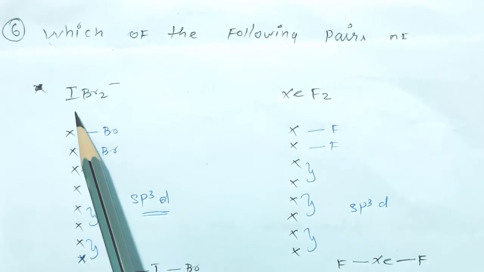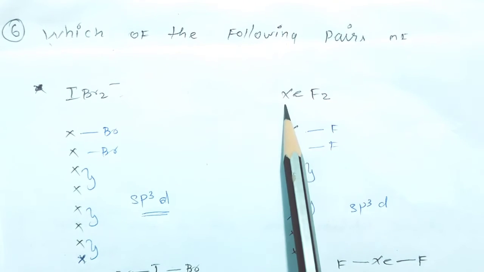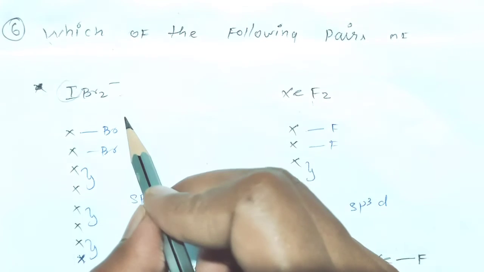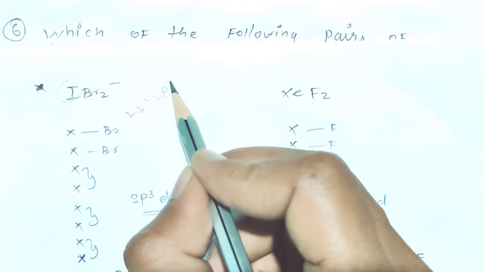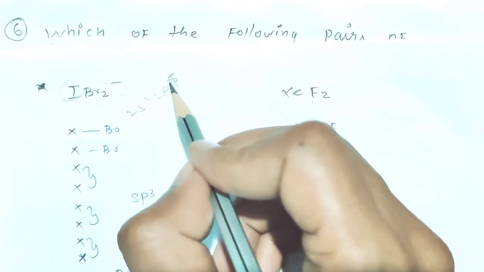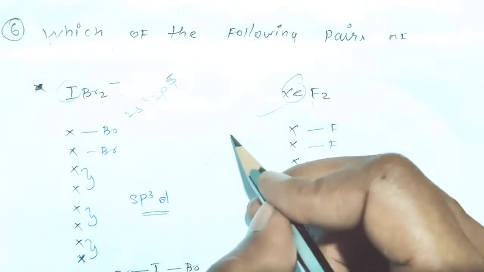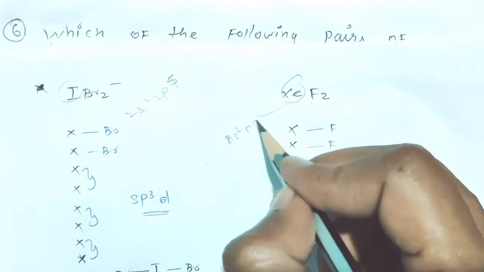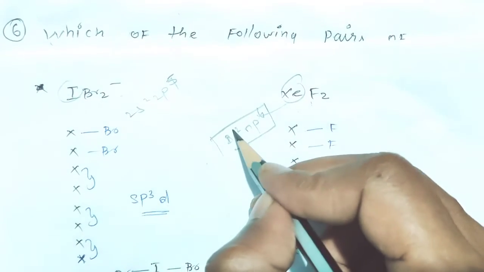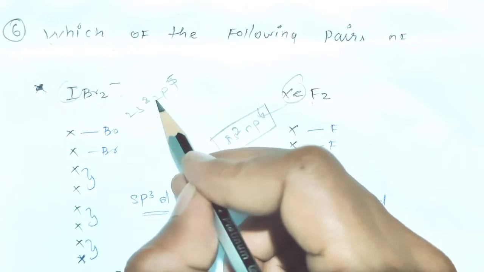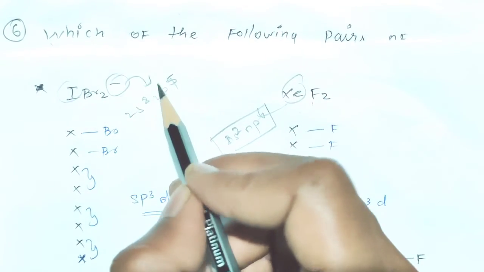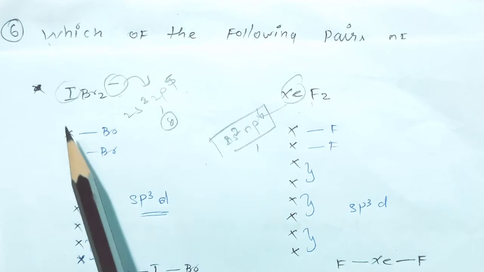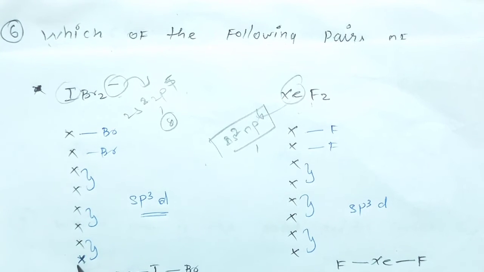In the fourth option, IBr2 minus and xenon F2 are given. So how many valence electrons does iodine have? 5s2 5p5, right? The valence electrons of xenon: the general formula is ns2 np6. So here 8 valence electrons, here 7 valence electrons. Here one negative charge is given, so you add one more electron. So finally you will get 8 electrons, here also 8 electrons, right? So you write 8 electrons, 1 2 3 4 5 6 7 8.